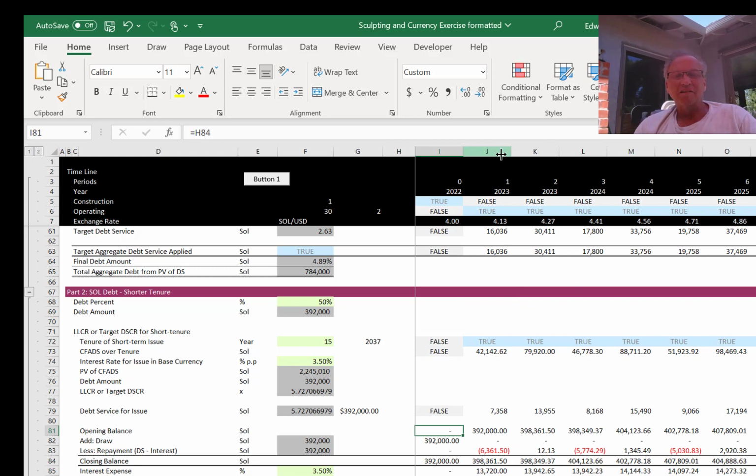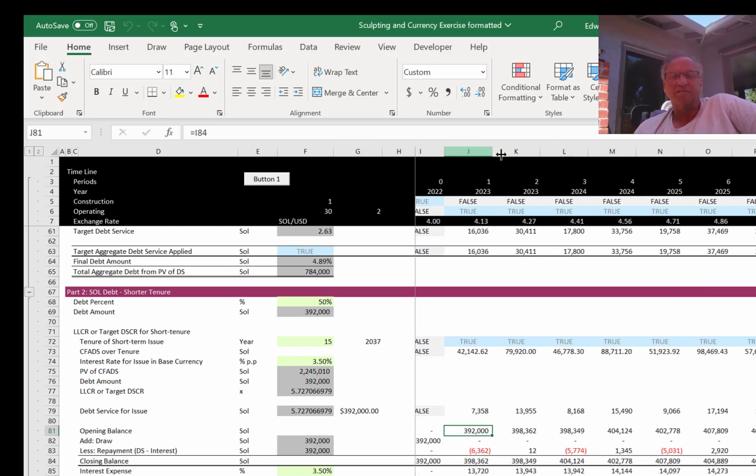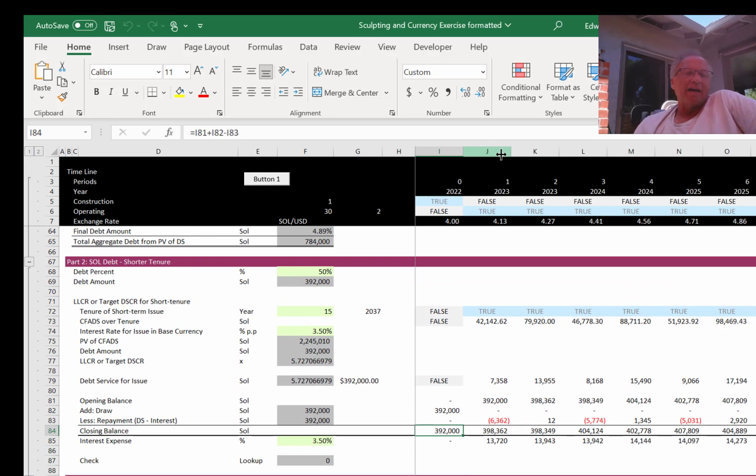The problem is perhaps I should have formatted this with just a regular no decimals. Okay. And we're going to start with a shorter debt tenor. Now, this shorter debt tenor happens to be the one that's in the same currency. And that's good. And that's really good.